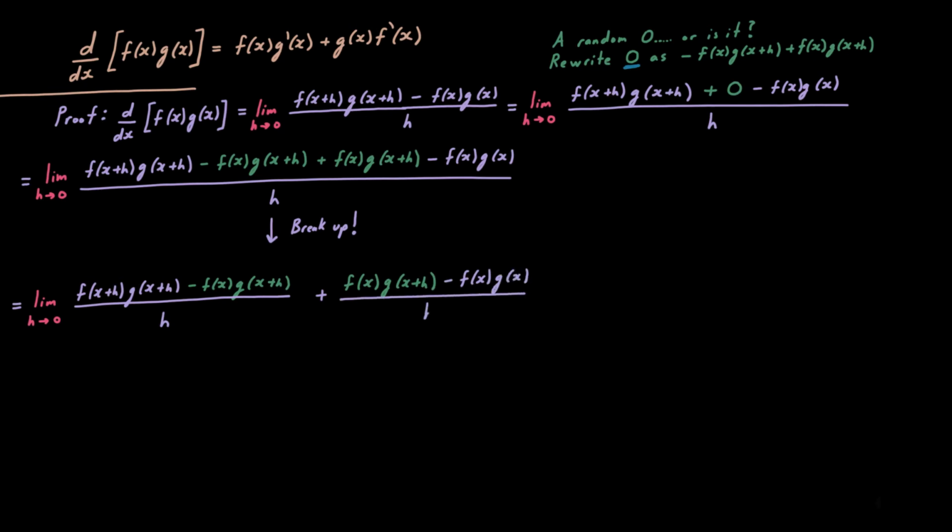There we have it. And then I'm going to use limit properties to distribute that limit as h goes to 0 to both fractions. I'm allowed to do that. And then, notice, g of x plus h is common to the first fraction, and f of x is common to the second. So I'm going to factor them out of my fractions like so: g of x plus h from the first one and f of x from the second one.